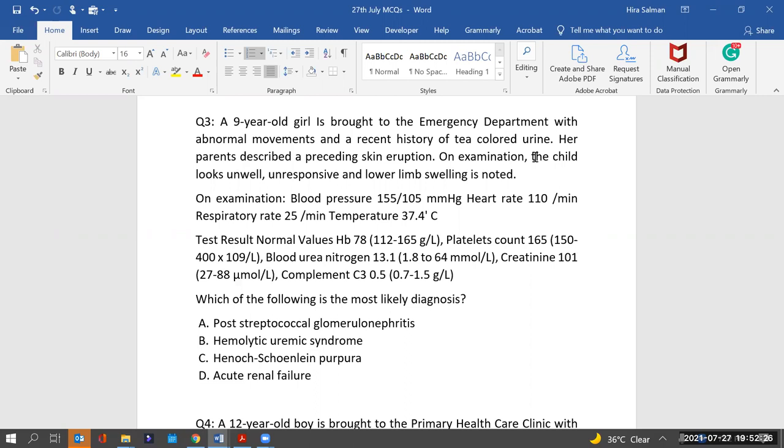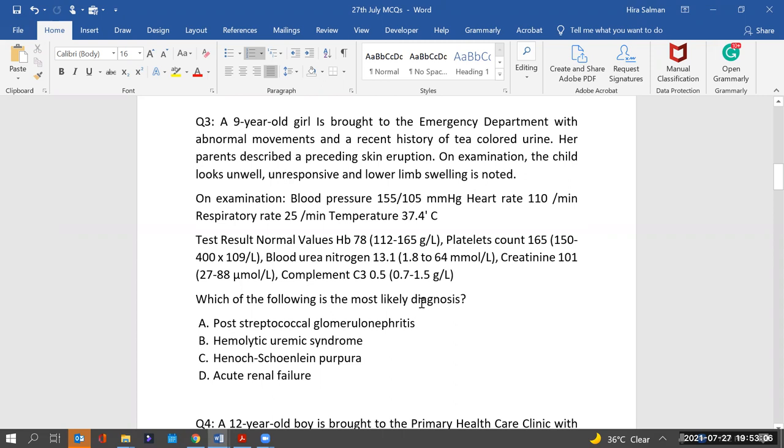You can appreciate it's 155/105. Heart rate is on the higher side, respiratory rate is increased, temperature is okay. Test results show hemoglobin 78. Now she is having low hemoglobin. If you can see here, 78, of course, the hemoglobin count is low. Platelet count 165, so the platelet count is normal. Blood urea nitrogen 13.1, which is okay. Creatinine is 101, which is slightly on the higher side. But complement, you can see here, the level of the complement is low. The normal range should be 0.7 to 1.5. She is having 0.5. So low complement level plus the presentation.